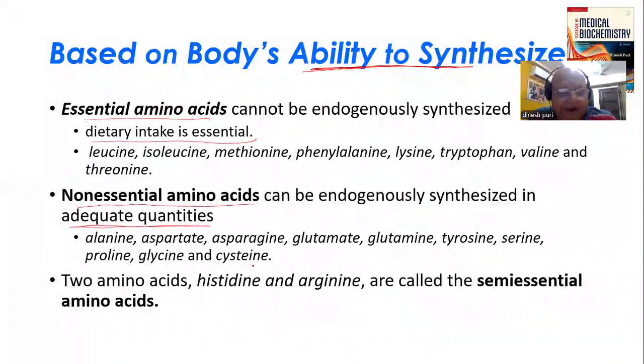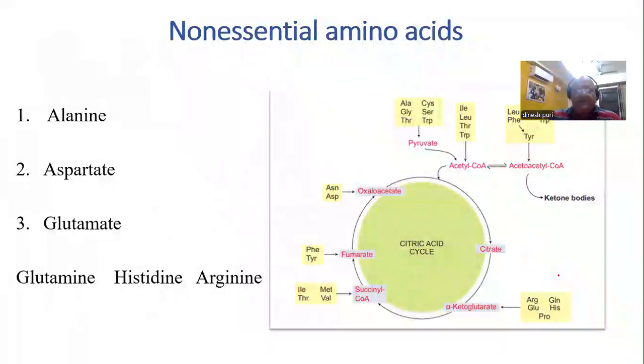Examples of both are given here. Two amino acids are semi-essential. They can be synthesized, but not in adequate quantities. We'll see more. For now, I would like to give you two or three examples.